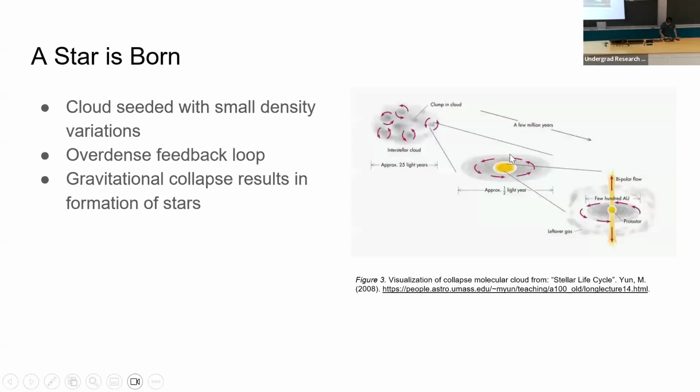Awesome. So just a quick little review on star formation. We have a big cloud of gas that's going to have minor fluctuations in density, and as it collapses under its own gravity, those tiny little dense clumps are going to become more dense, and then we have a feedback loop that leads to the formation of the star.